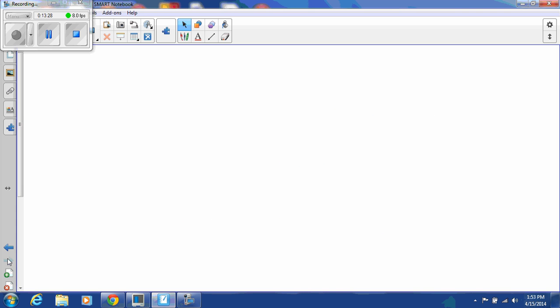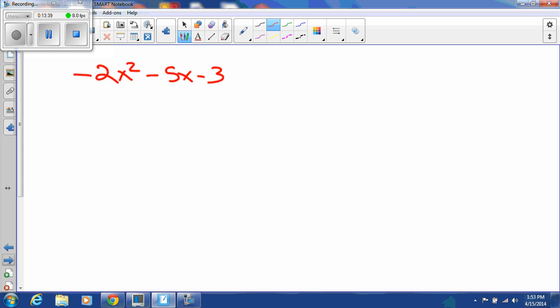One last example. I'm going to show you what to do if your leading coefficient is negative. Here I have negative 2x squared minus 5x minus 3. Now all those negative signs can get confusing, so before I do anything else, I'm going to factor out a negative 1. I'm going to pull that negative 1 out front, and divide each term by negative 1. That means they will all become positive, which is much nicer.